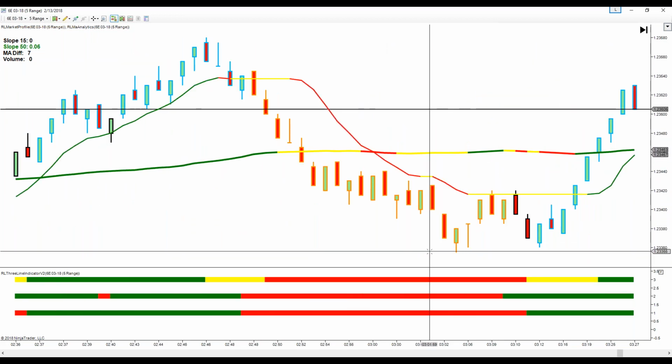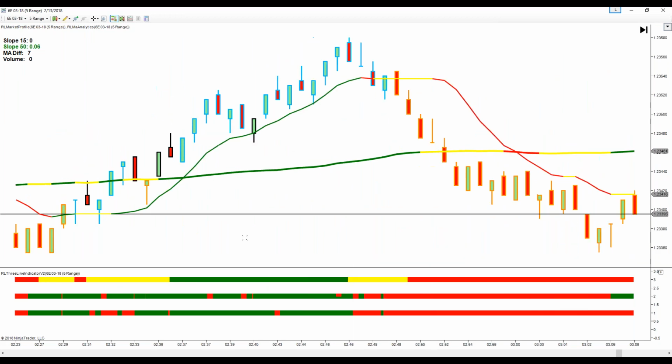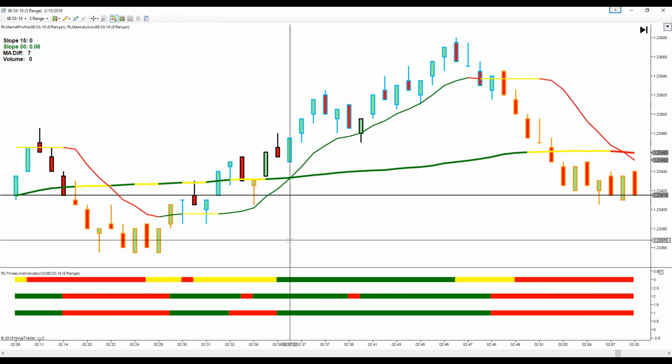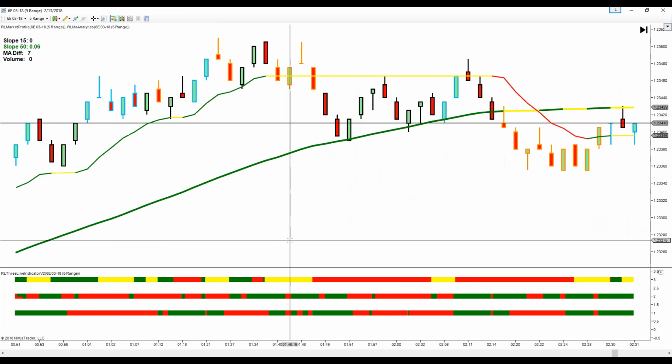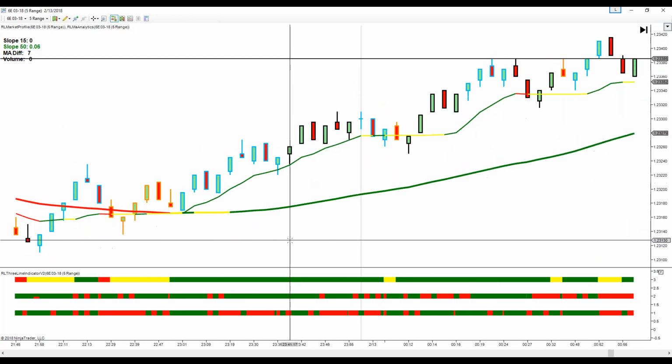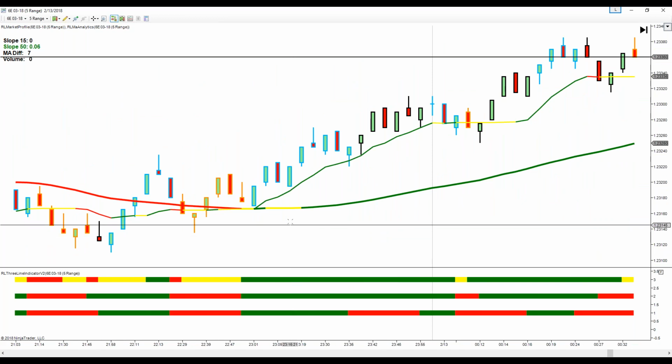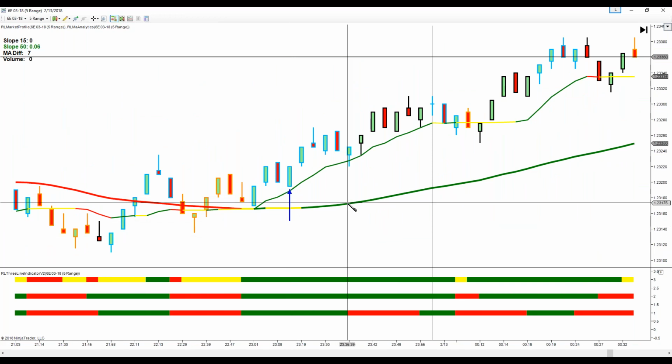And there's a winner. Retracement and continuation. And here's where you get your big trades, when the 15 and the 50 are close. Right here. Right here. Right here.